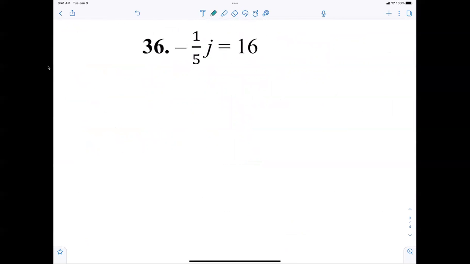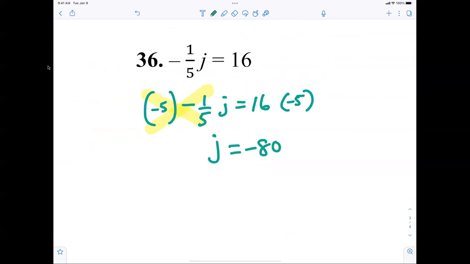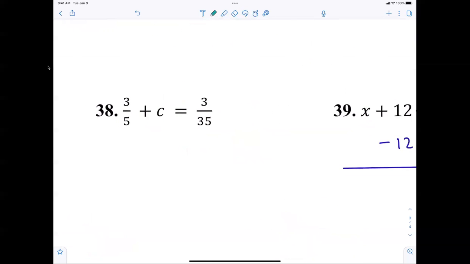Okay, we're back to a fraction. So what do I do to solve a fraction? Do the reciprocal. So what's the reciprocal? Negative 5 over 80. J is negative 80. Everybody okay with that? Can you show me 33 real quick? No. Okay, 38. Here we go.